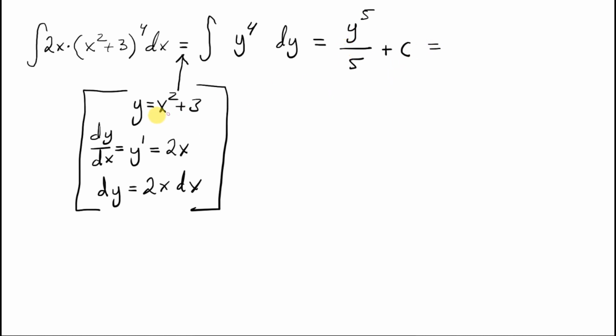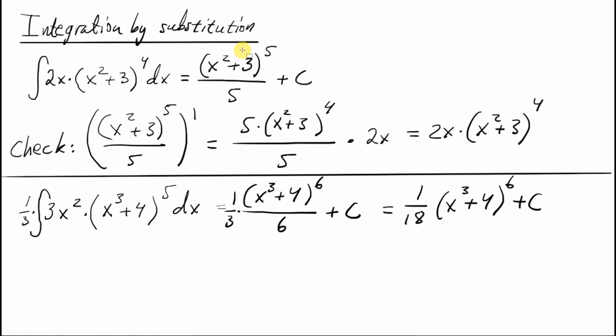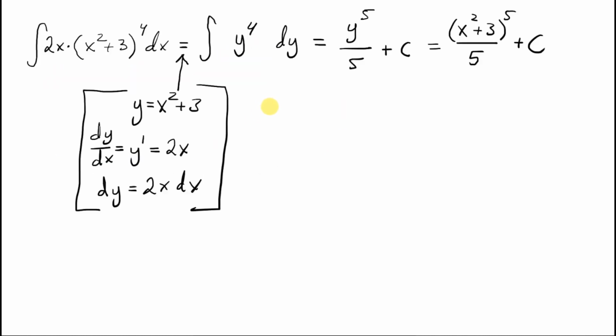Now in the last step we just change back to the original one. And we see we end up with this one. And if you now compare this with what we had, which was this one, we see that it's the same as we got using the direct method. So this is the method of integration by substitution.